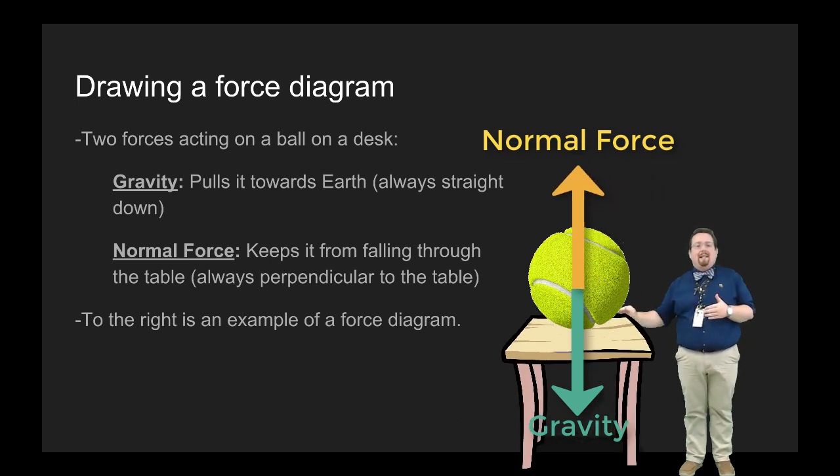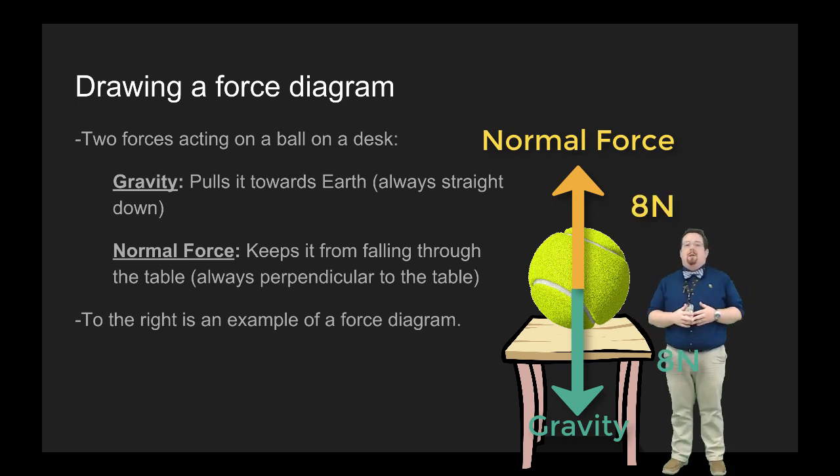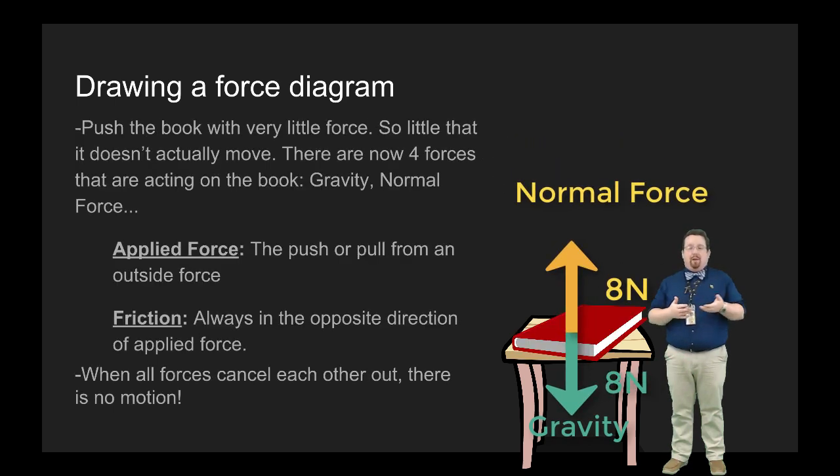So when we have a flat table and the normal force is pointing up, that force opposes the force of gravity. The vector of the normal force on a flat surface will be the same size as the gravity, but just in the opposite direction. So there's a couple other forces that we'll deal with in this class. These are the applied force and the force of friction.